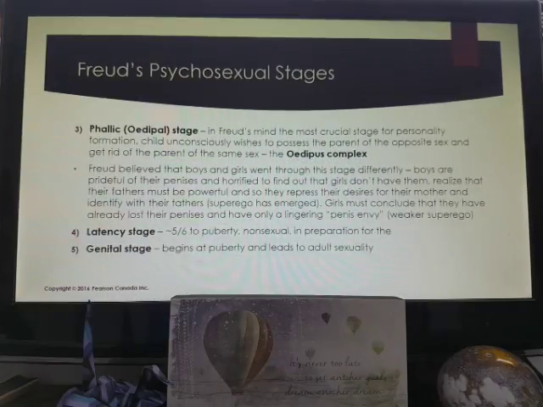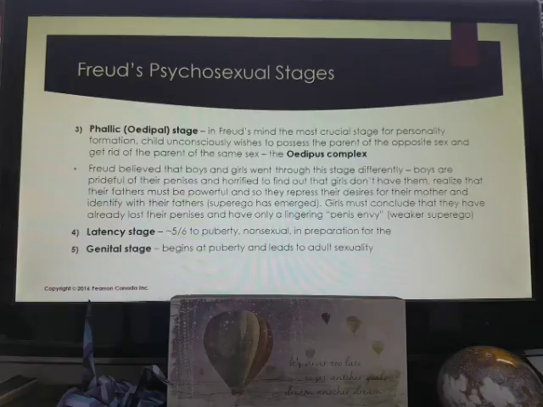The third stage is what was in Freud's mind the most crucial stage of personality formation. He called it the phallic or the Oedipal stage. Not only is it the most crucial in Freud's mind, but it's also one of the most controversial by far. He said that children unconsciously wish to possess the parent of the opposite sex and get rid of the parent of the same sex. This is basically what's known as the Oedipus complex.